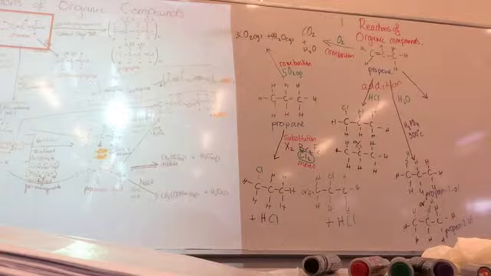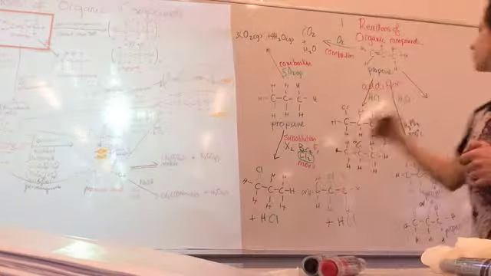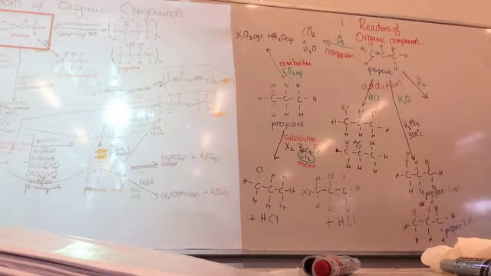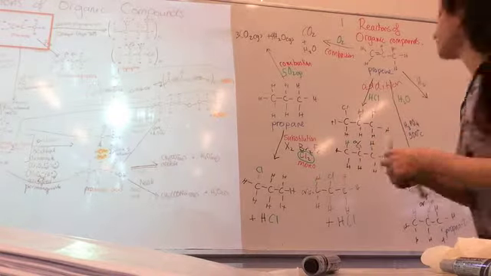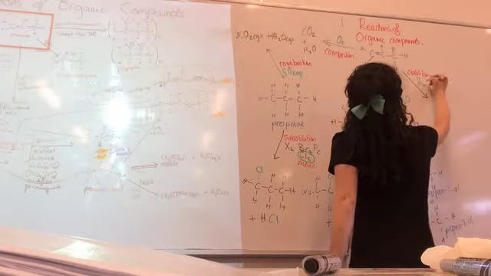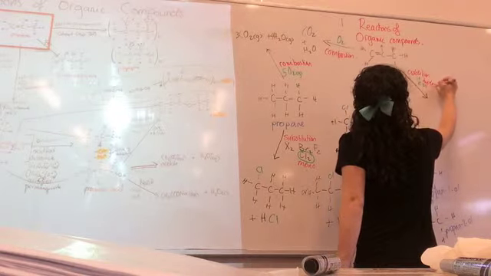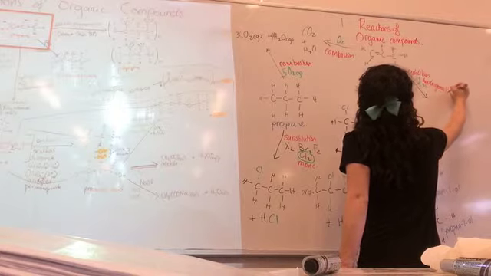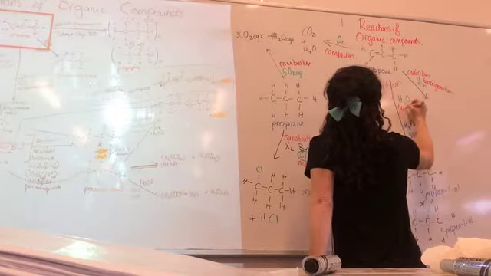What else can we add to our alkene? Hydrogen gas, very good. So if we add H2 gas, it's also addition, and it's called hydrogenation. This is called hydration.